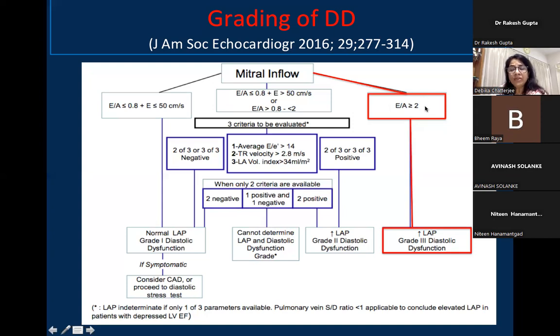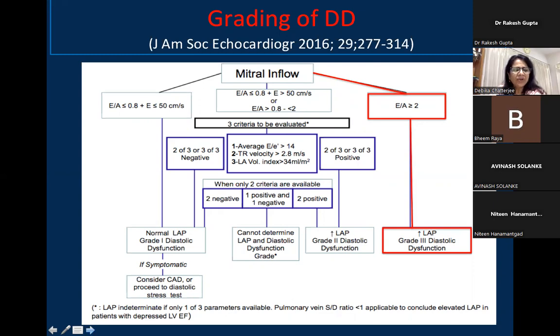Normally, you may get EA ratio more than 2, but that particular young man does not have any myocardial problem. So this is the finding of a patient where you know that there is some myocardial disease. So that indicates raised LA pressure and grade 3 diastolic dysfunction.